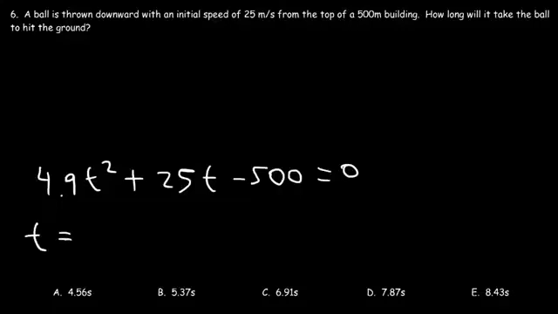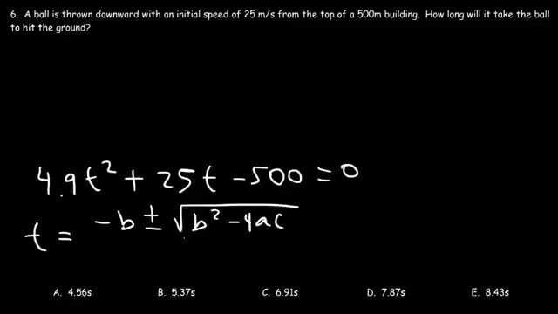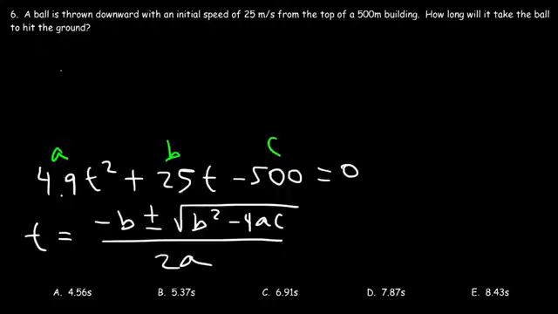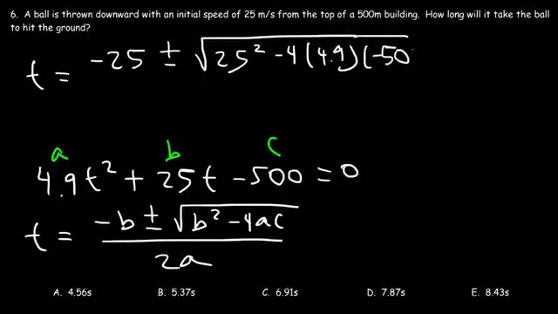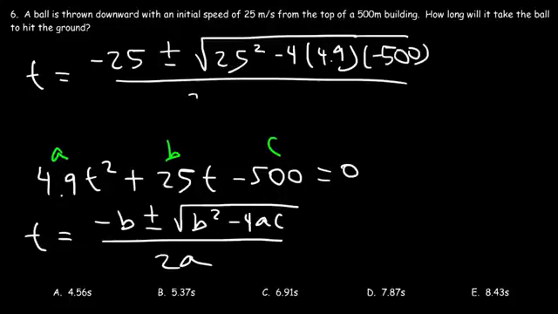Now let's use this formula. t is equal to negative b plus or minus the square root of b squared minus 4ac, all divided by 2a. So in this problem, a is 4.9, b is 25, and c is negative 500. So this is going to be negative 25 plus or minus the square root of 25 squared minus 4 times a times c, divided by 2a, which is 2 times 4.9.